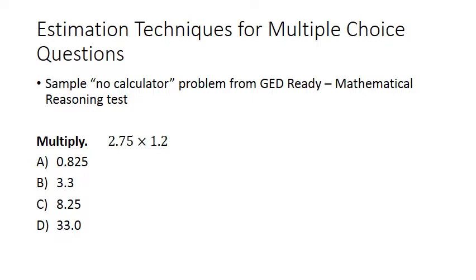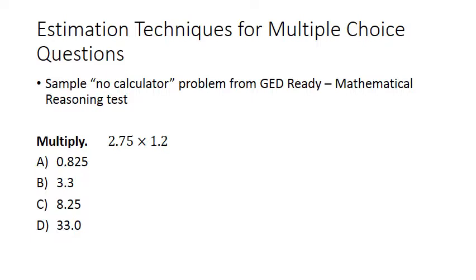Here's a sample no calculator problem from the GED Ready Mathematical Reasoning Test. Multiply 2 7/75 times 1 2/10. Now, I could go ahead and multiply that out using multiplication of decimals, but notice I've got 4 answers already given to me. What if I could find a way to cut down my work so I don't have to multiply 2 7/75 by 1 2/10?